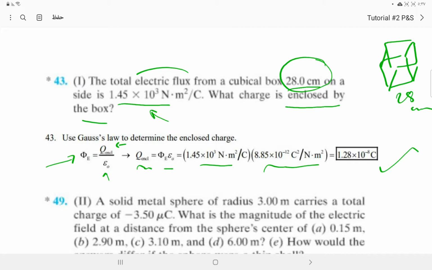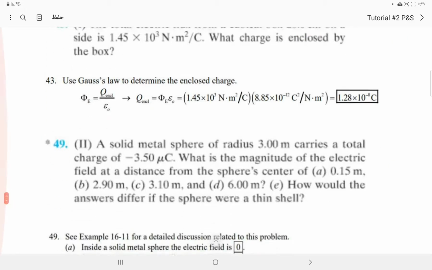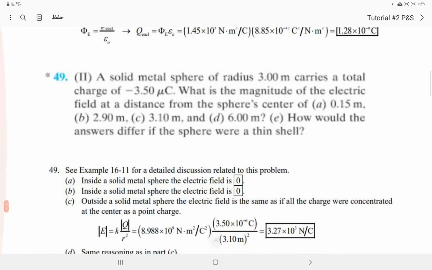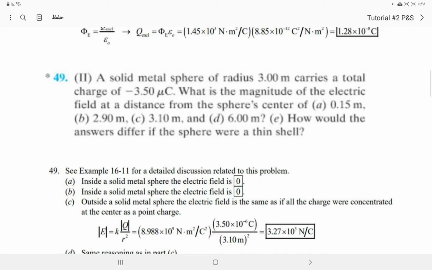Let's now move to the last question here, which is 49. A solid metal sphere of radius 3 meters. So we have a solid metal sphere. Let's choose another color. So this is a solid metal sphere with a radius of 3 meters. It's a metal, and a metal sphere means it's a conductive sphere. It carries a total charge of minus 3.5 microcoulombs.